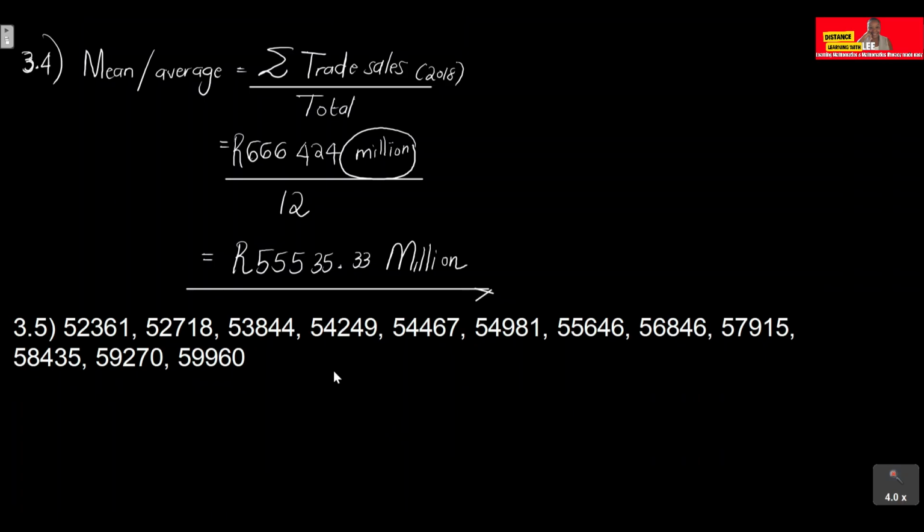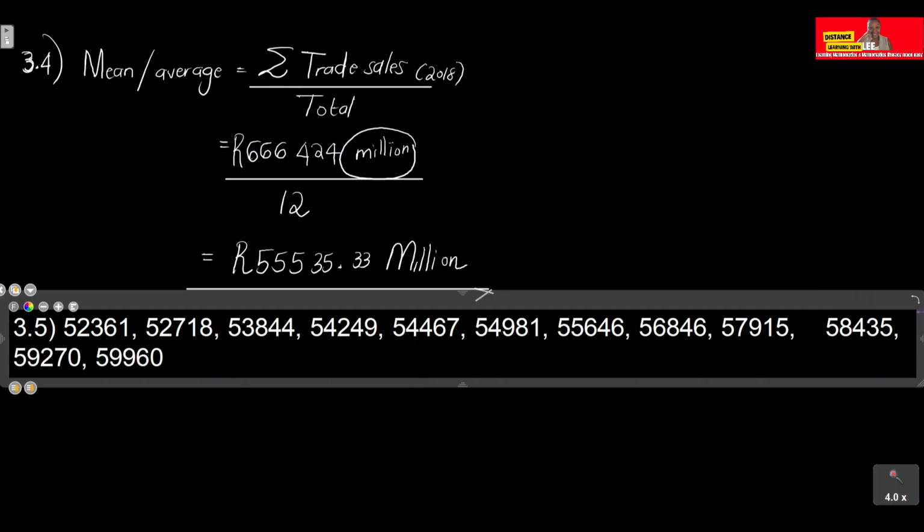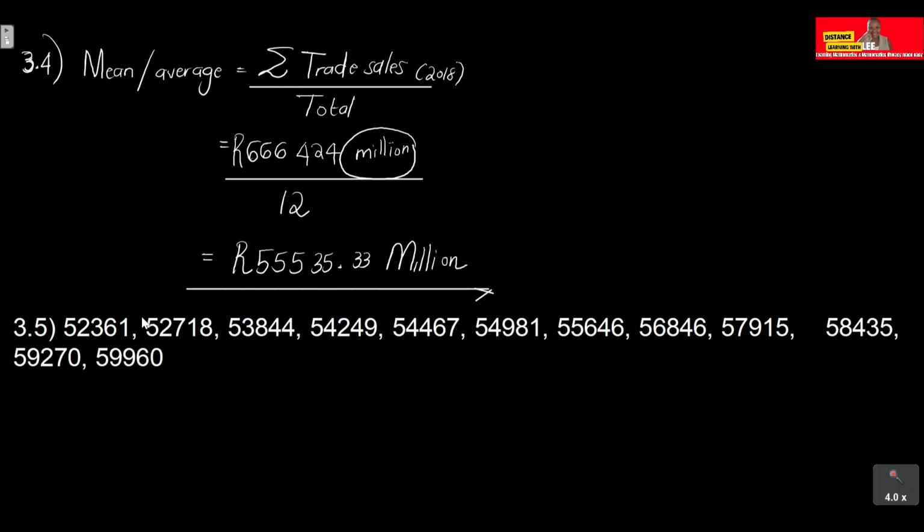Okay, once we've arranged our data in ascending order, guys, we can now try and find our median. The median value is the value that is in the middle. How can you determine the value that is in the middle? For you to be sure that the value you have is the median, you need to have an equal amount of numbers on the left hand side and on the right hand side. Then that value is the value in the middle, or the median.